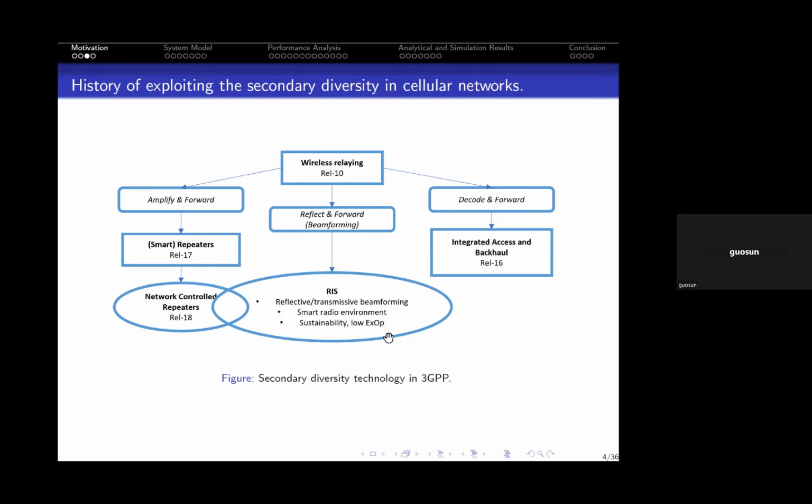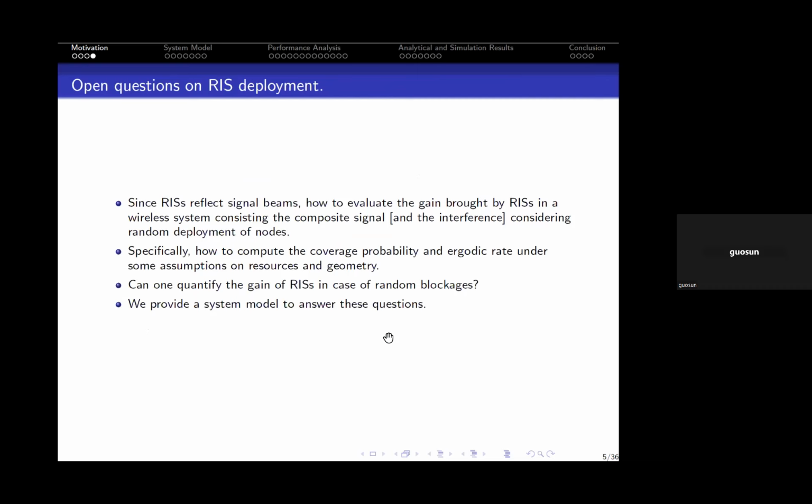It provides a smart radio environment. If you install a lot of RISes, you can program the reflected beams towards the target direction. Some advantages are sustainability and low operational expenditure. Then with this system-level view, we have some open questions on how we should deploy RISes. Since RIS can reflect signals, how can we evaluate the gains provided by large-scale deployment of RISes? Because in this case, there are many reflected signals and many system-level interferences.